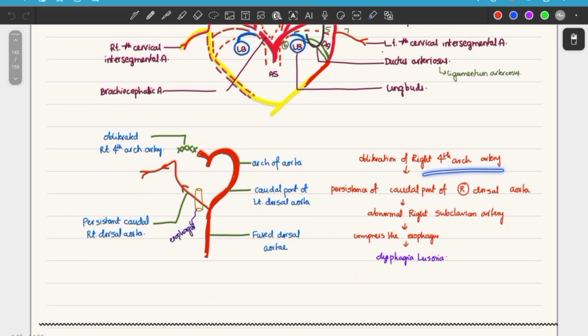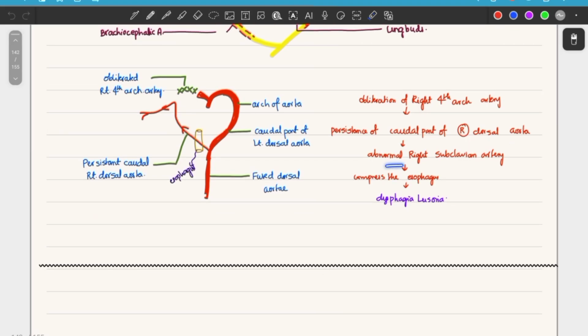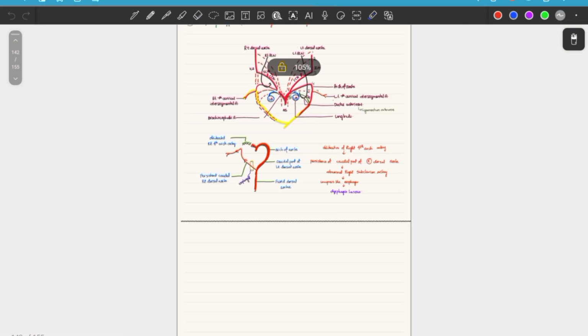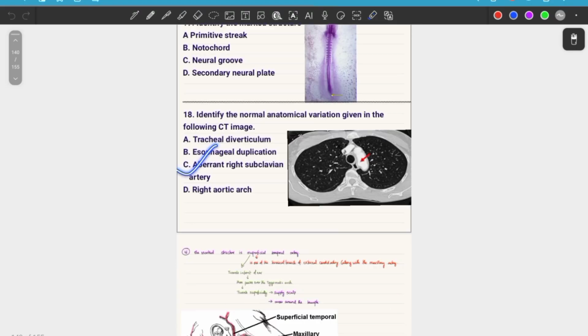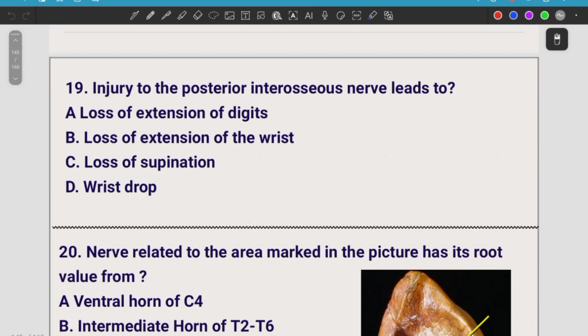Due to the obliteration of the fourth arch artery, there is persistence of this right dorsal aorta. Hence there is an abnormal right subclavian artery and this will compress the esophagus. This is called dysphagia lusoria. Okay. It's an easy question. So the option is C. The 19th question.